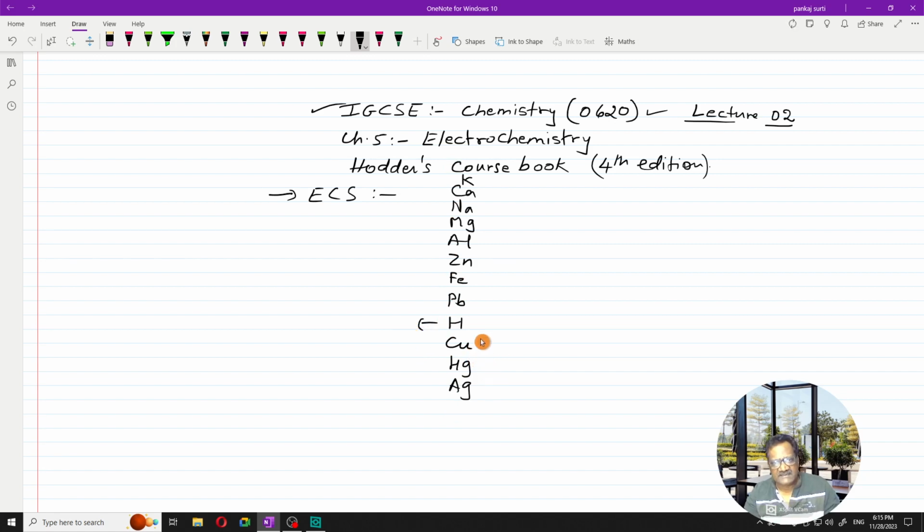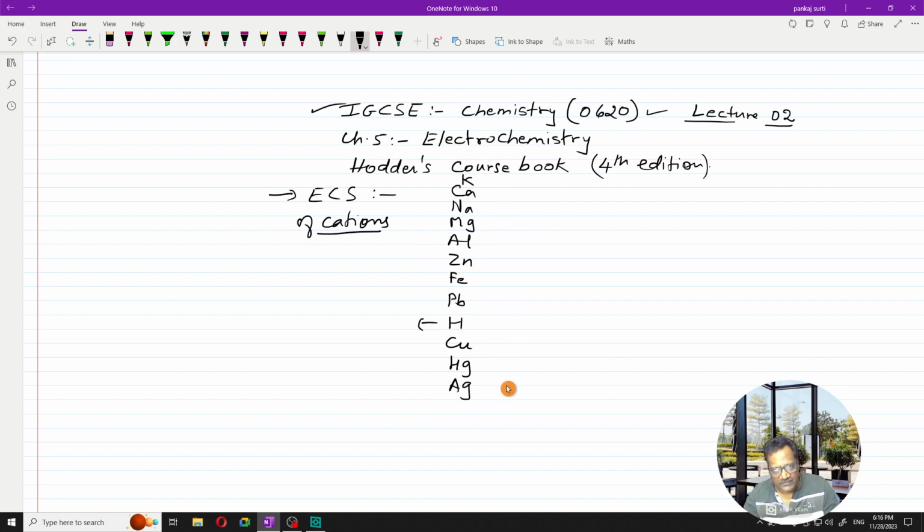Now these elements are known as the electrochemical series of cations. Cations means positively charged ions. So you can see these elements. What this electrochemical series is indicating is that it is in the increasing order.